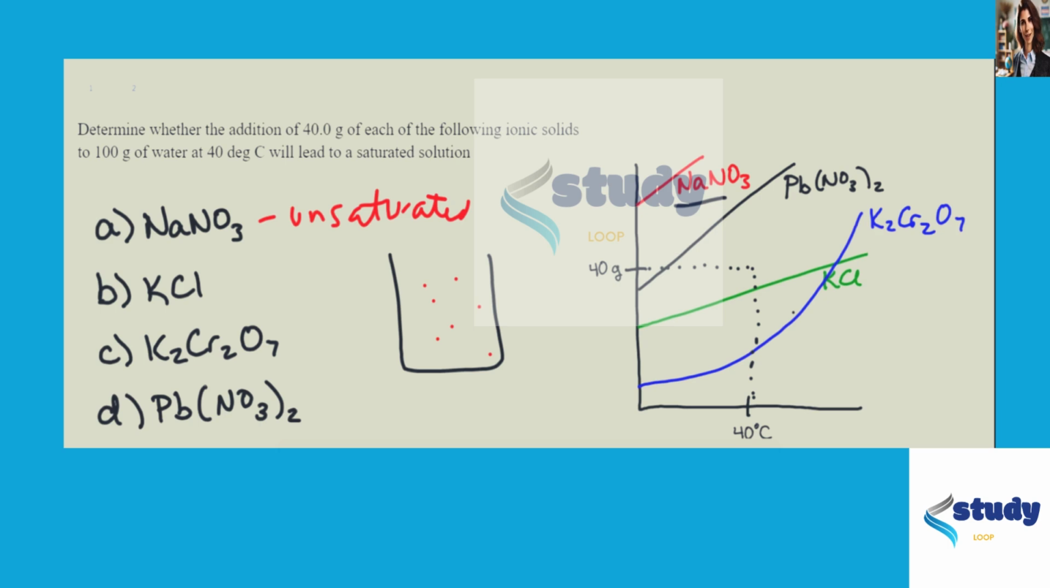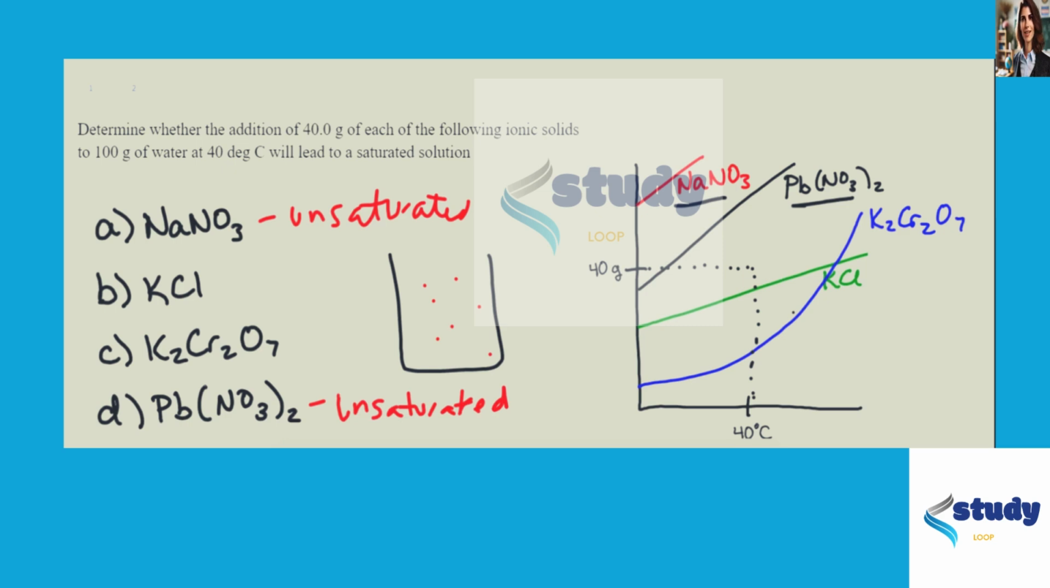Same thing for the lead nitrate. It will also be unsaturated because if we only add 40 grams into the water, we will not reach the saturation point. So both the sodium nitrate and the lead nitrate are unsaturated solutions.